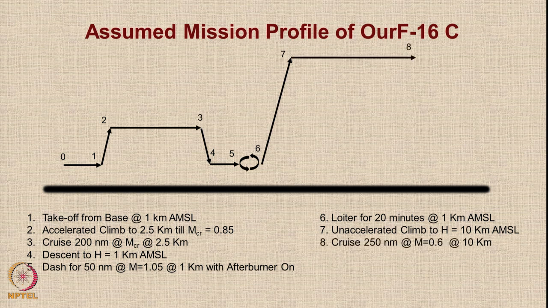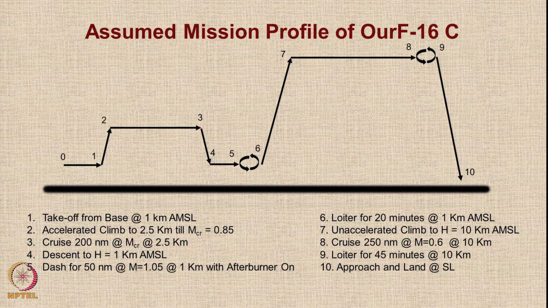And then it cruises back to the base. It went 250 nautical miles away, 200 plus 50. So, now it heads back 250 nautical miles, but this time it is coming back at a very comfortable Mach number of 0.6 and at an altitude of 10 kilometers. And then we give another 45 minutes of fuel for it to loiter at that altitude, because we do not know if there is any other requirement. So, now you are in a friendly area and you are just loitering, ready for any further combat that might be needed, or you are in a protective mode in your own territory. And after 45 minutes of loiter at 10 kilometers, you then come back, approach and land at sea level.